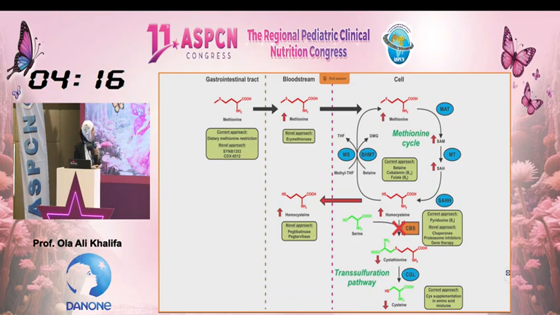Here, as I've mentioned, some of them will work on the GIT: the current approach is dietary methionine restriction, and the novel approach is a genetically engineered probiotic, and also enzymes. For methionine, methionase also helps to prevent conversion of methionine to homocysteine. And as I said, bictebatinase I'll show in the next slide.